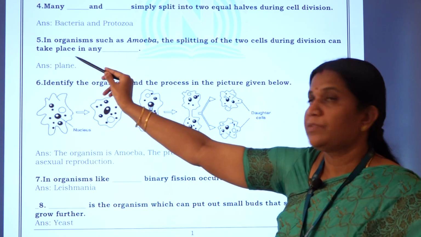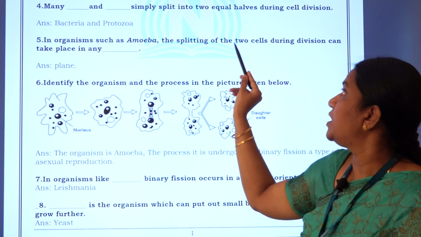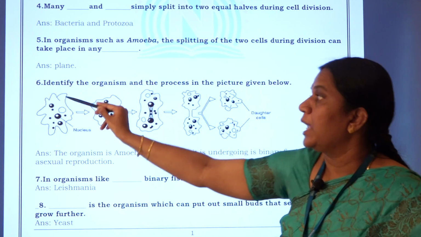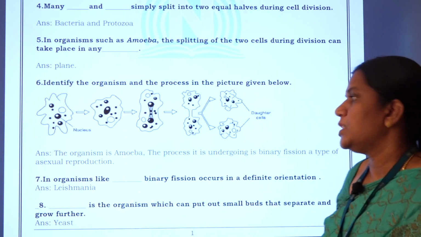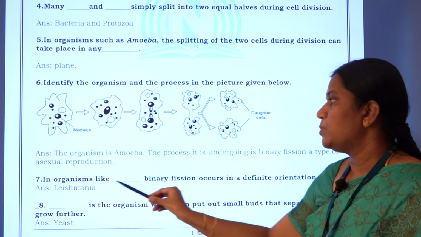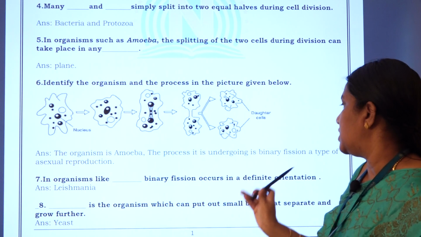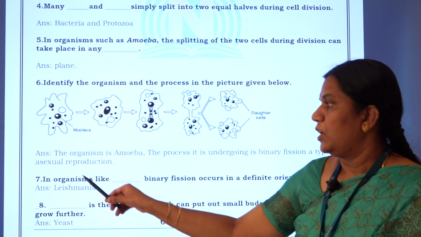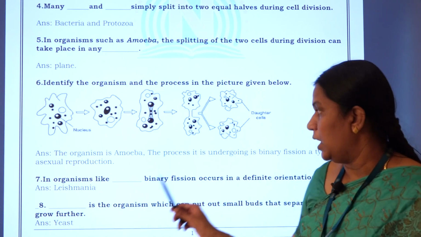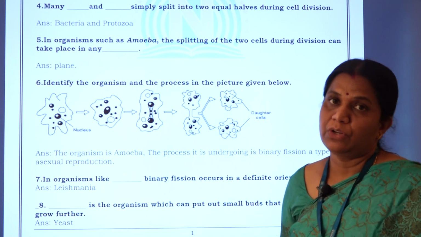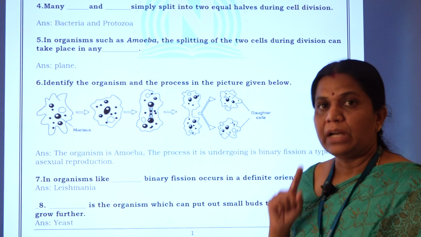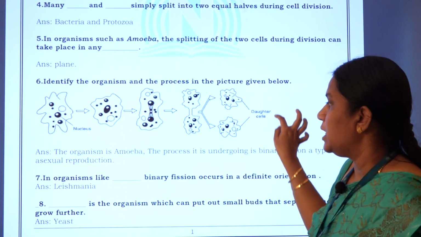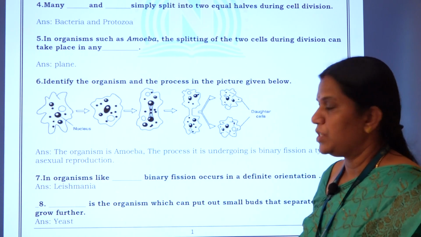So as in the fifth question, for organisms such as amoeba, the splitting of the two cells can occur in any plane. So it can split into two halves in any plane. Seventh question, in organisms like dash, binary fission occurs in a definite orientation. In organisms like leishmania, binary fission occurs in a definite orientation. It cannot take place in any plane like amoeba. Only in one orientation does binary fission take place in organisms like leishmania.